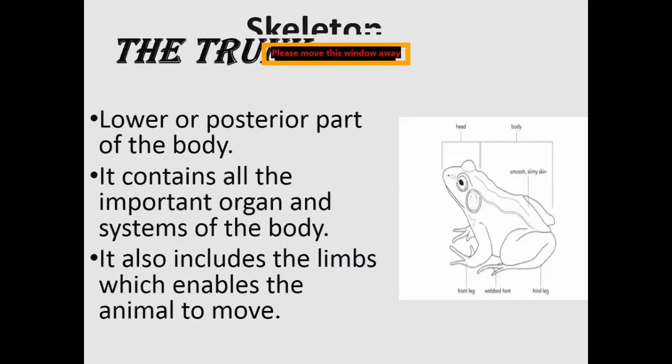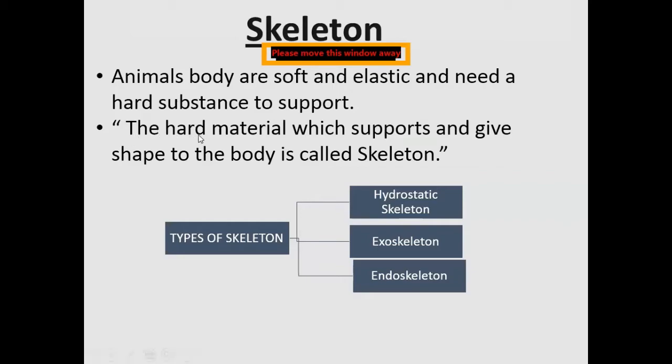So what is actually the skeleton? The hard material which supports and gives shape to the body is called the skeleton. What is the skeleton? Once again, I am repeating: the hard material which supports and gives shape to the body is called a skeleton. It means the hard material which supports the body of the animal and also gives the shape of the body. So skeleton is what, students? It is a hard material which gives the support and also the shape of the body.